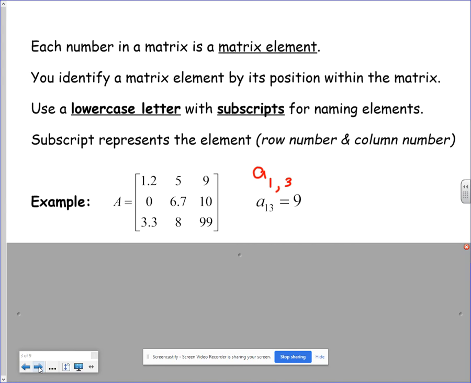The 1 tells you the element is in the first row. So the 1 is in the first row. That's what 1 means. The 3 means it's in the third column. So if we go to the first row, which is this row, and we go to the third column, the element that's in that position is 9. So A sub 1, 3 is equal to 9.